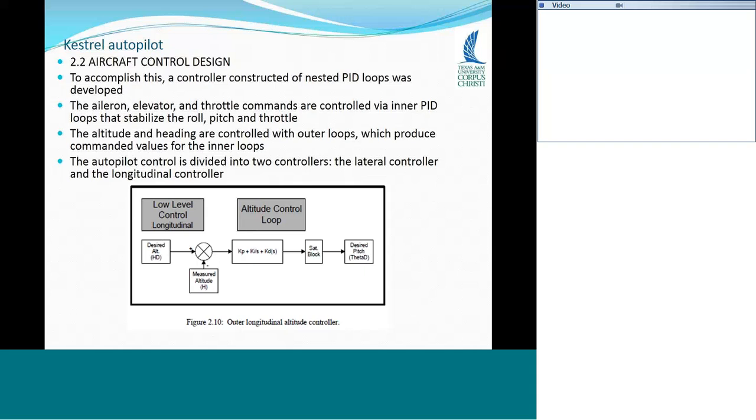Then there's what's called a saturation block, which is what happens if you try to over control. You basically control the aileron up to a certain point and you just can't go any further. Okay, so that's referred to as a saturation block. And then out comes the desired pitch. Once you've done all that, you get the particular pitch angle that you want that's going to take you to the desired altitude. Okay.